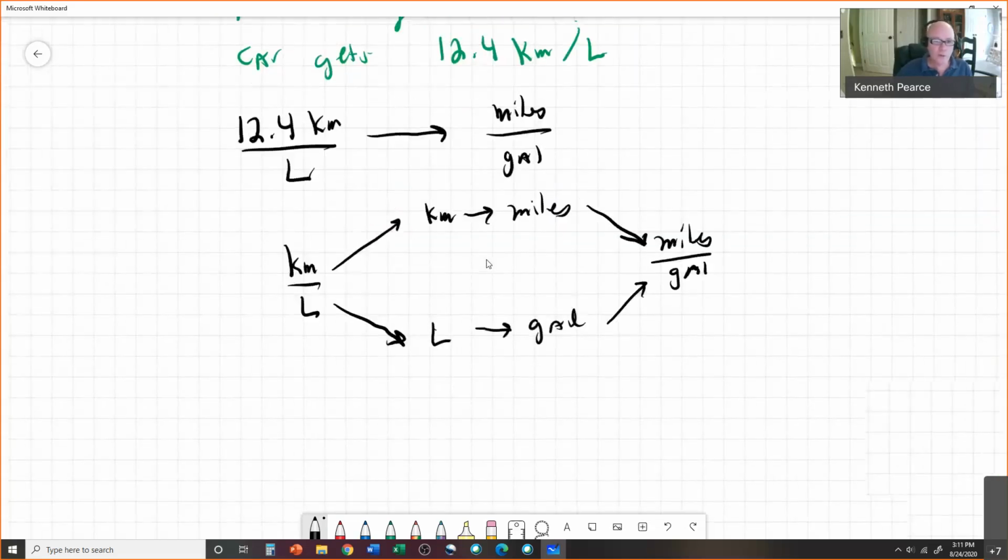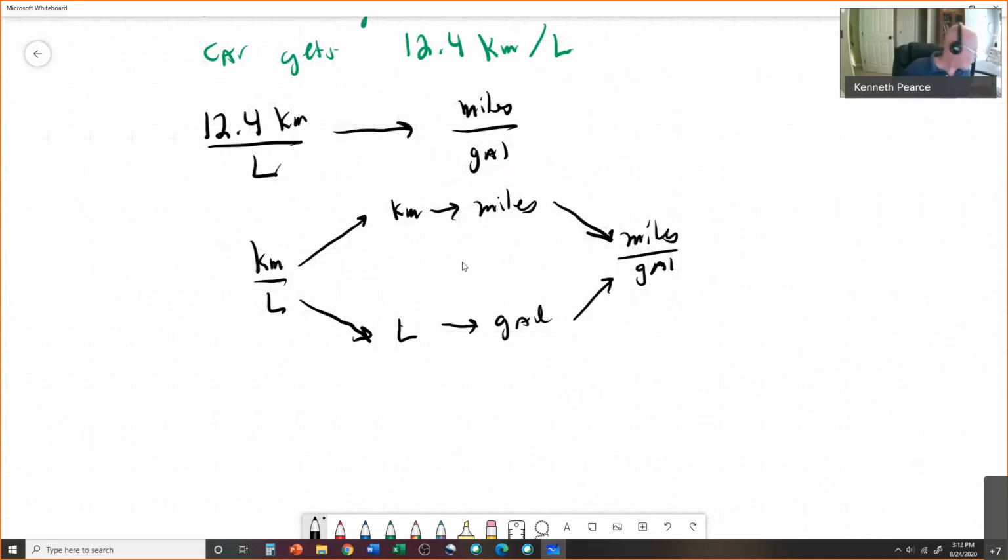Okay, and so let's do that. So we have kilometers to miles, and I look up the length, and a kilometer from the back of the book, 1 kilometer is 0.621 miles.